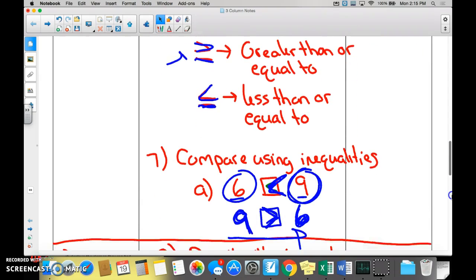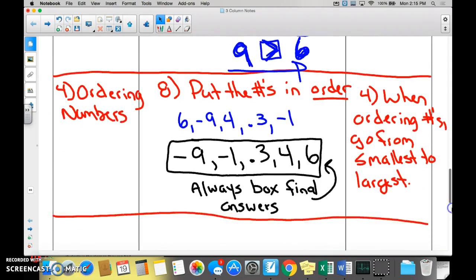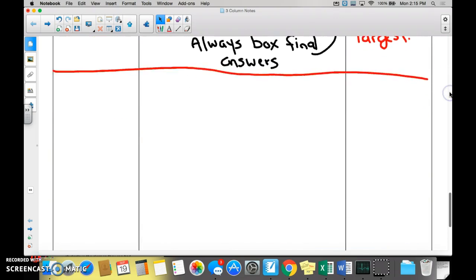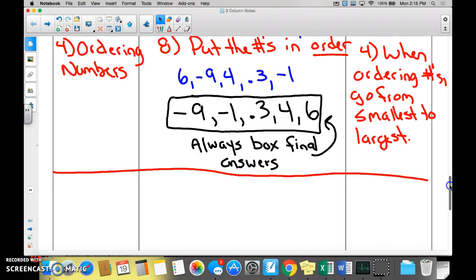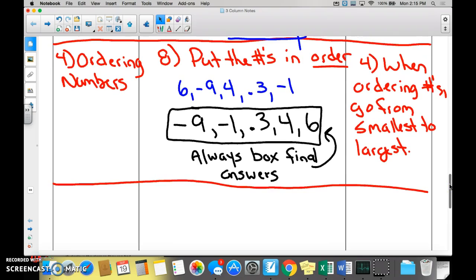And then the last thing we did was number 4, and we put numbers in order, which I think for most of you is pretty easy. When you put numbers in order, you go from the smallest number to the biggest number, the least to the greatest, and so on and so forth. Any questions before I stop the video?